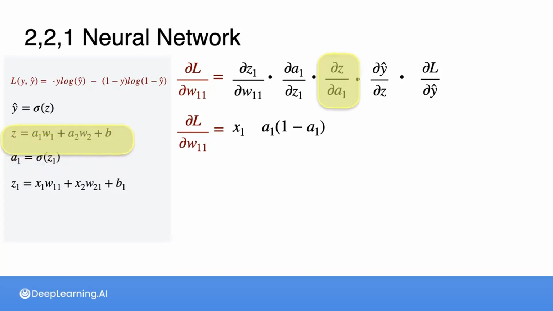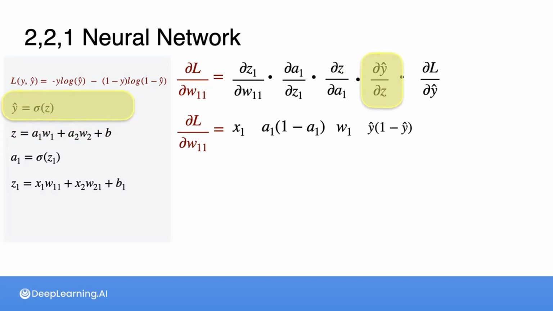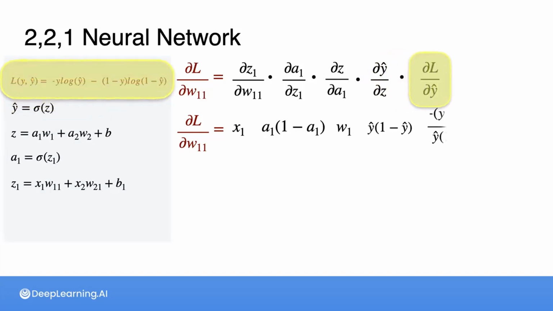Now, what is ∂z/∂a1? Again, this is a linear equation, so w1 is the derivative. And what's ∂ŷ/∂z? This is again a sigmoid, so it's ŷ times 1 minus ŷ. And finally, what's ∂L/∂ŷ? That's the harder one, but we've already calculated this one plenty of times. So our derivative ∂L/∂w11 is the product of all these things. These two cancel out, and so we get this expression over here.